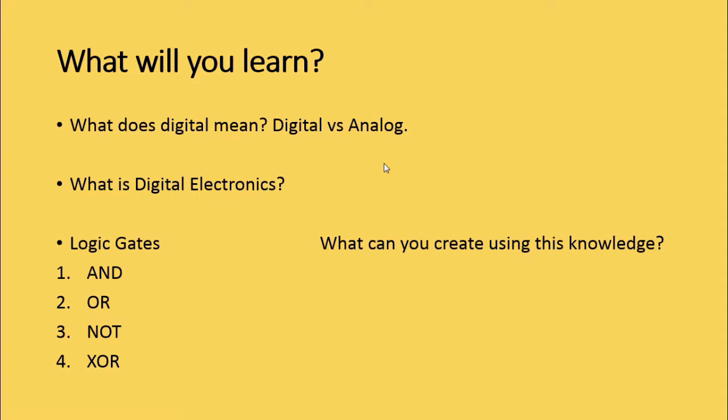The objective of digital and microcomputer electronics is to enable students to design and simulate simple digital electronic systems and functional units of microprocessors, and to understand the structure, operation principles, specification and design of simple microcomputer systems. In this field you can learn the difference between digital and analog signals, what digital electronics is, what logic gates are, and what you can create using this knowledge.